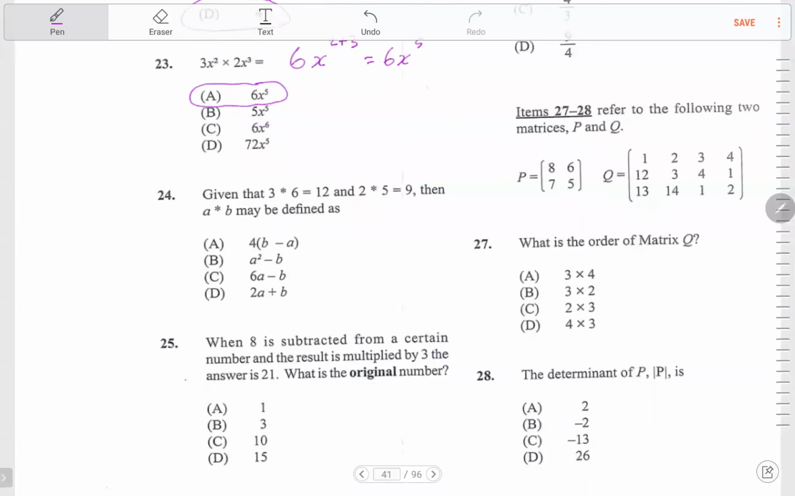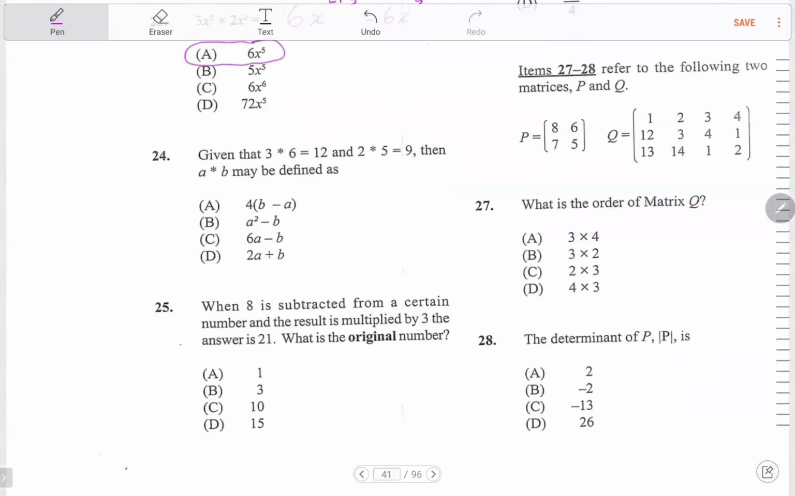This one is a binary operation. So this question now is almost like a trial and error question. All right, you're going to try and see which one of them satisfies these operations, like a trial and error. All right, this is actually the last one.